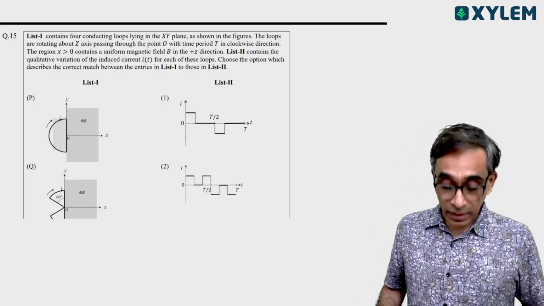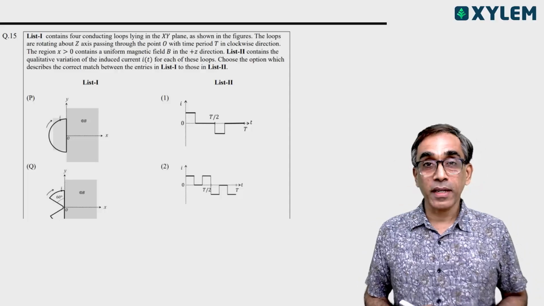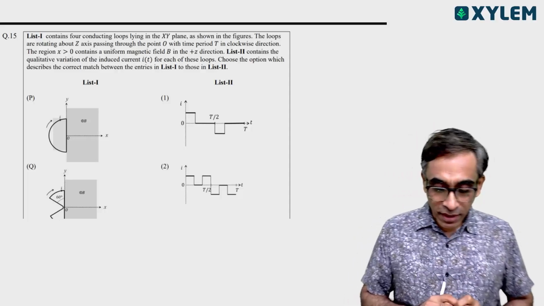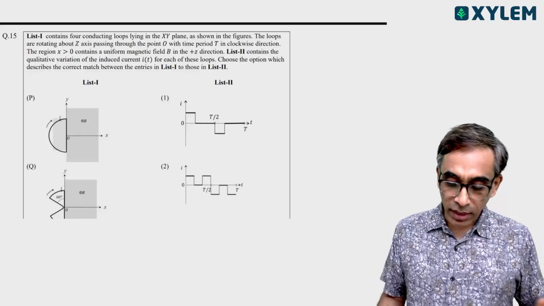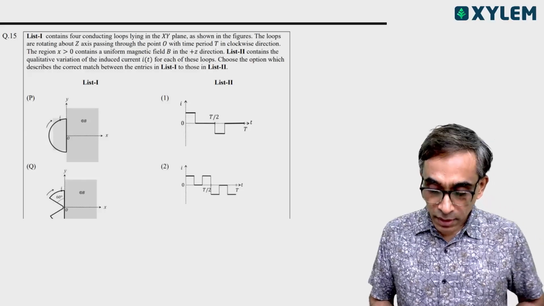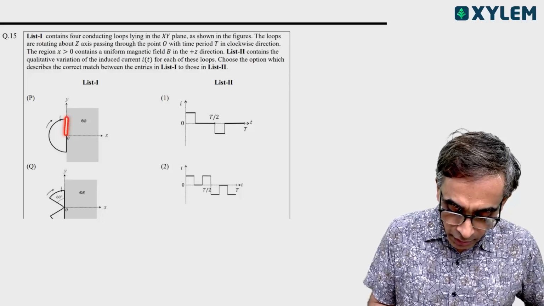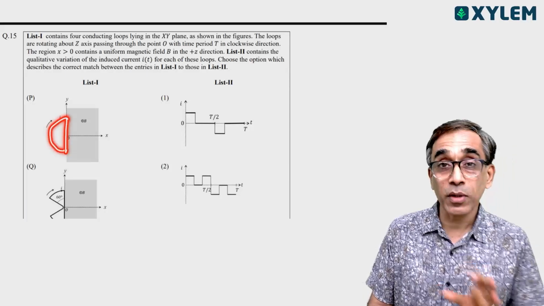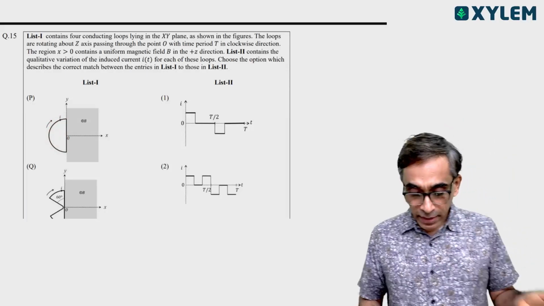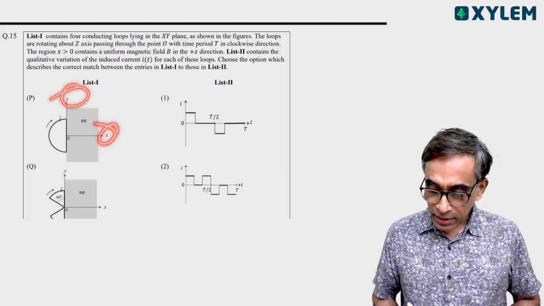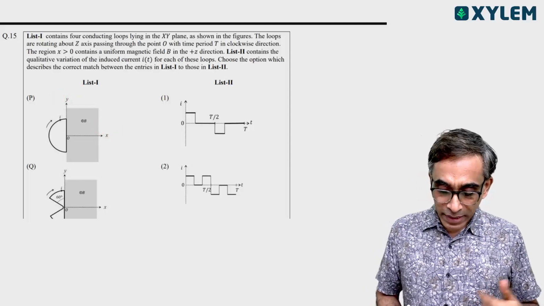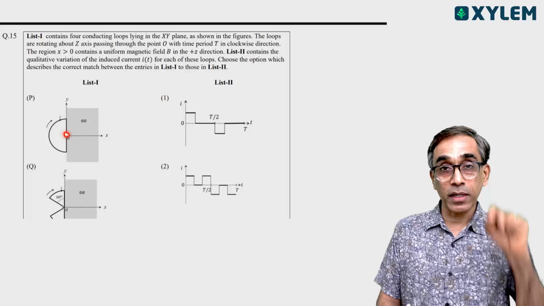Children, the next question is from Electromagnetic Induction, motional EMF. You can see list 1 contains 4 conducting loops. Each of them is a conducting loop. You can see that the first one is a conducting loop. This is a semicircular conducting loop. It is in the XY plane. The loops are rotating about the Z axis. The Z axis is the perpendicular one right from there.